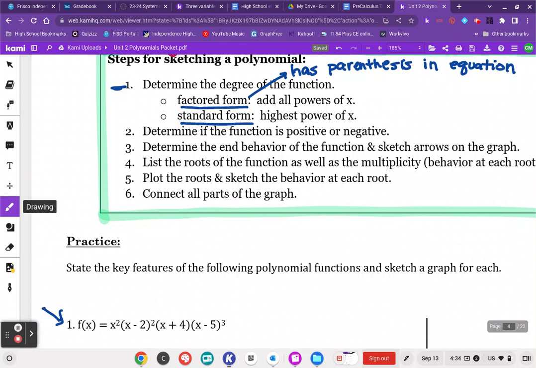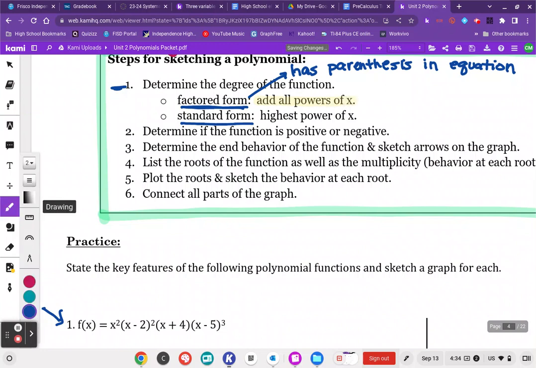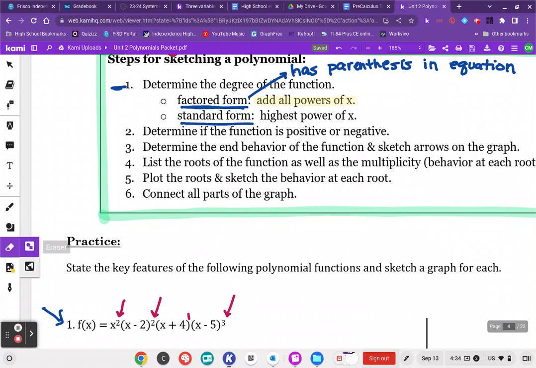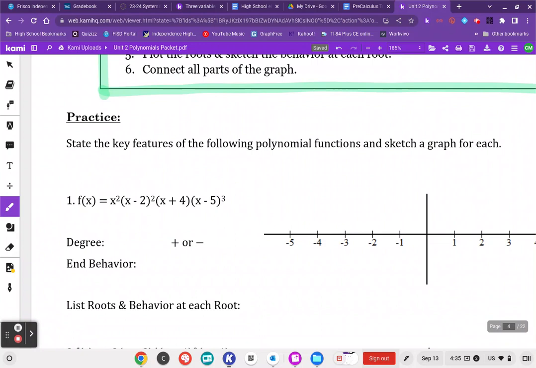Now I need to determine the degree. Since it's in factored form, the way I'm going to figure that out is by adding up all the powers of x. So let's add up all the powers of x. There's 2. There's another 2, so that makes 4 total. This is 1, so that would be 5. And this one's 3, so that gives me a total of 8. When I add up all of those exponents, I get a total of 8. Therefore, my degree is 8.